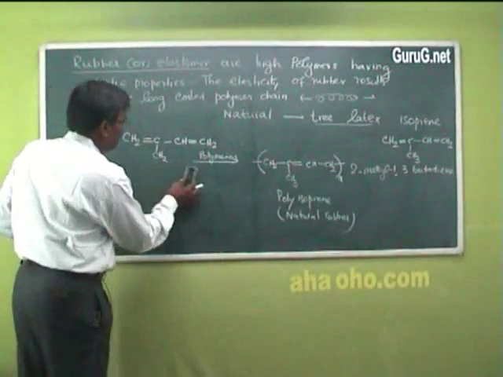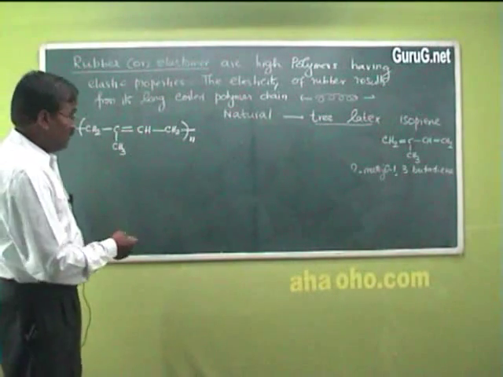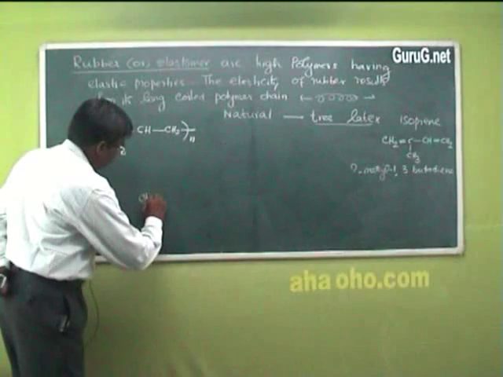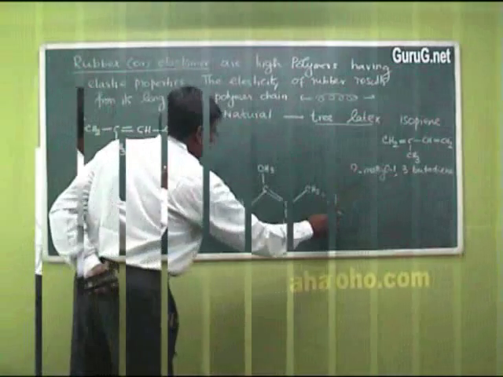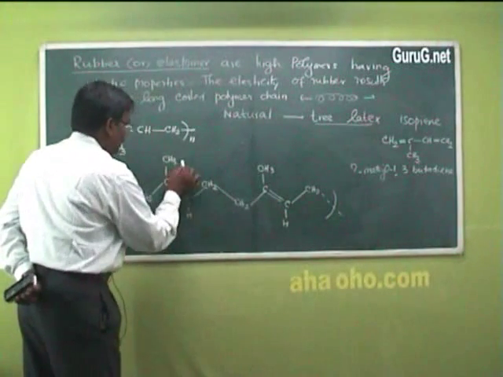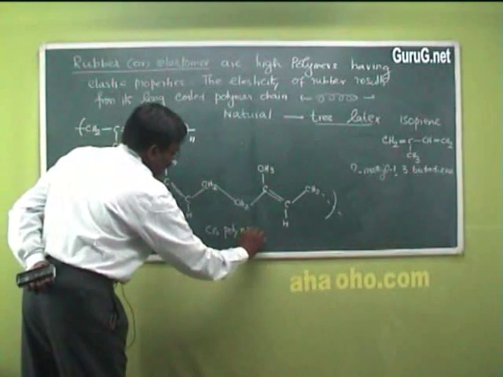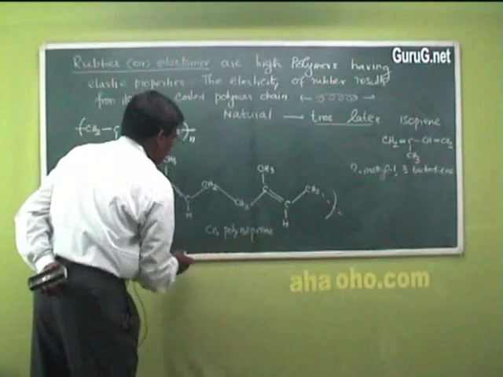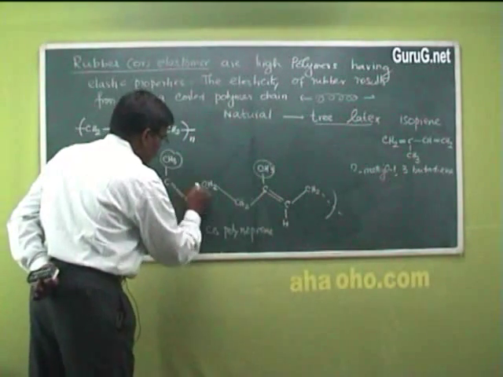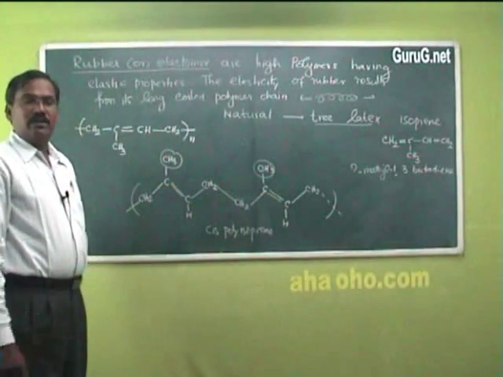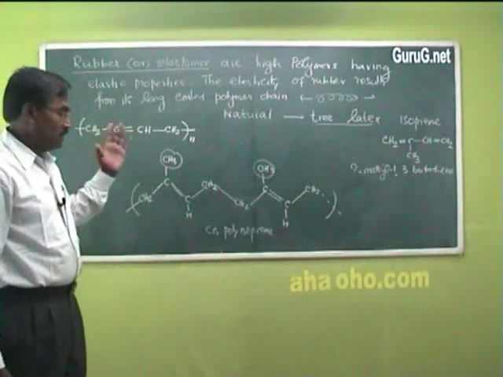Let us see how that structure exists. This is the repeating unit of natural rubber. When we see the actual geometry, it remains like this. It goes like this. So this is cis polyisoprene. Cis indicates the like groups are lying on the same side of the double bond, that is giving cis configuration to this polymer. So the natural rubber is cis polyisoprene.